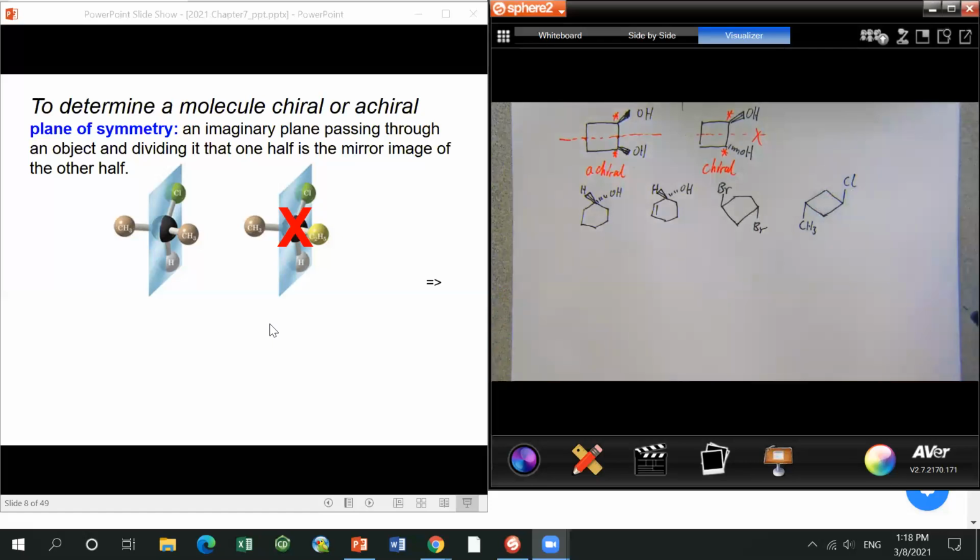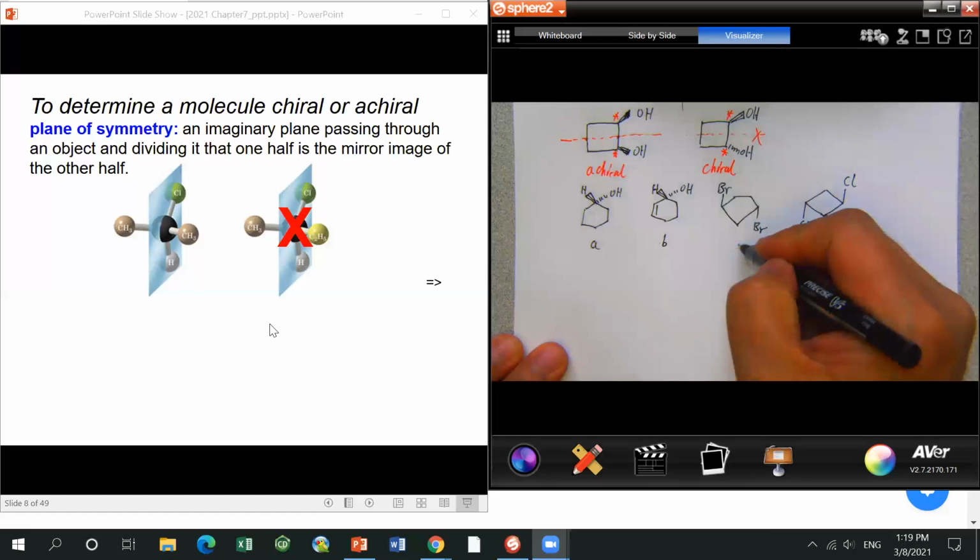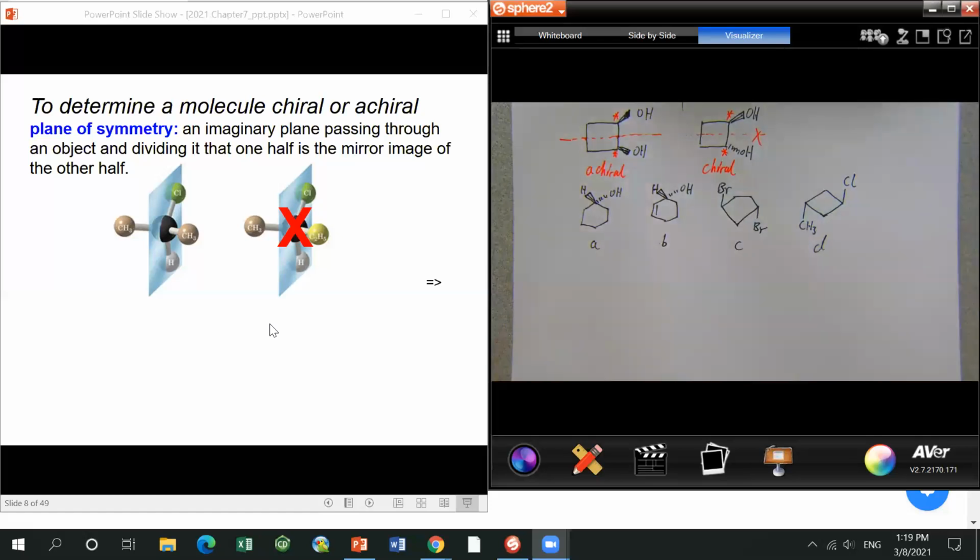All right, okay. So let's do this. I'll label A, B, C, D, and then just type the answer in the chat window. So A is chiral or achiral, B is chiral or achiral, C is chiral or achiral, D is chiral or achiral. So type in the chat window. Take a try.